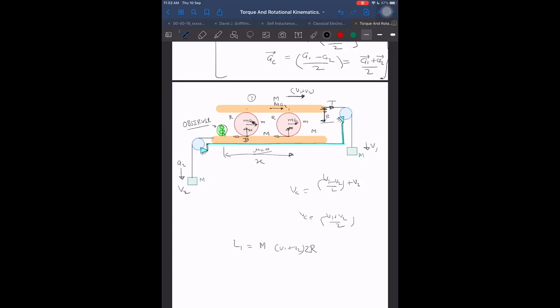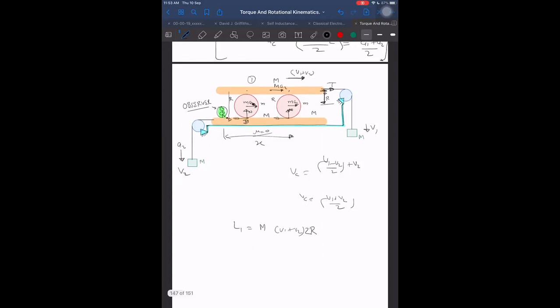Not r, 2r, because with respect to this point we are taking here, right? With respect to point D, and D is here on the plank. So from D, what is the distance of this? 2r distance. I'm assuming the plank to be thin. I already told you this is thin only. One question.